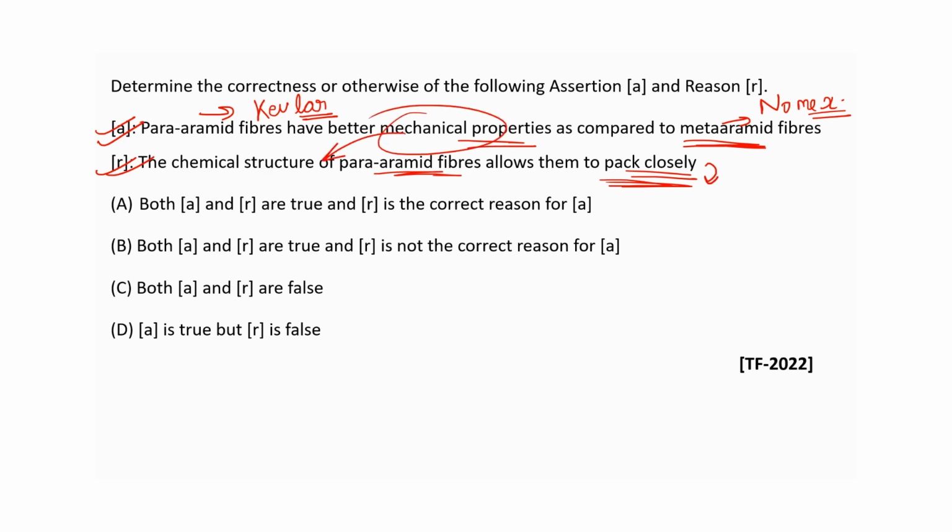This is due to the high crystallinity and the chemical structure of the para-aramid fibers. So the reason is correct for the given assertion. So option A would be correct. That is, both assertion and reason are true, and R is the correct reason for A. Option A is correct.